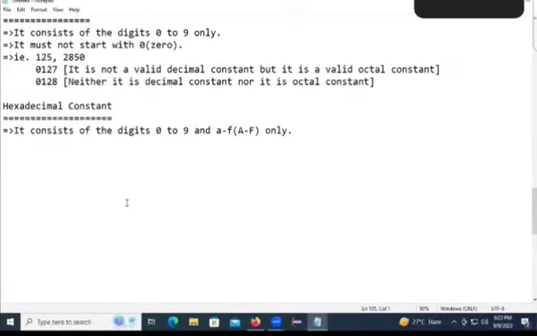Why not 10 to 15? Why A to F? You might think, why not 10, 11, 12, 13, 15? Why A to F given?